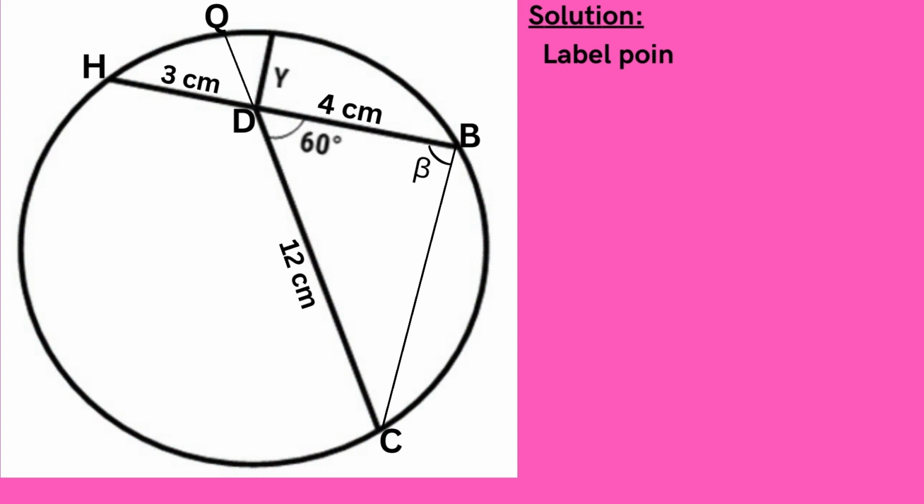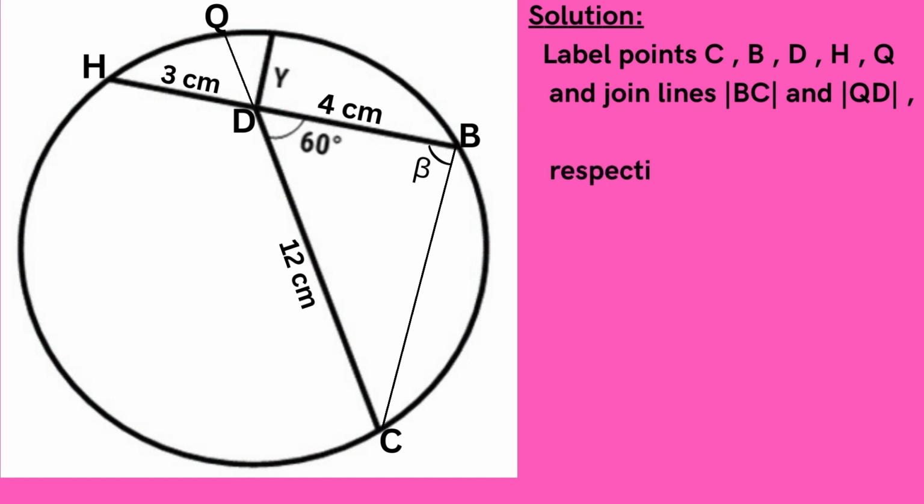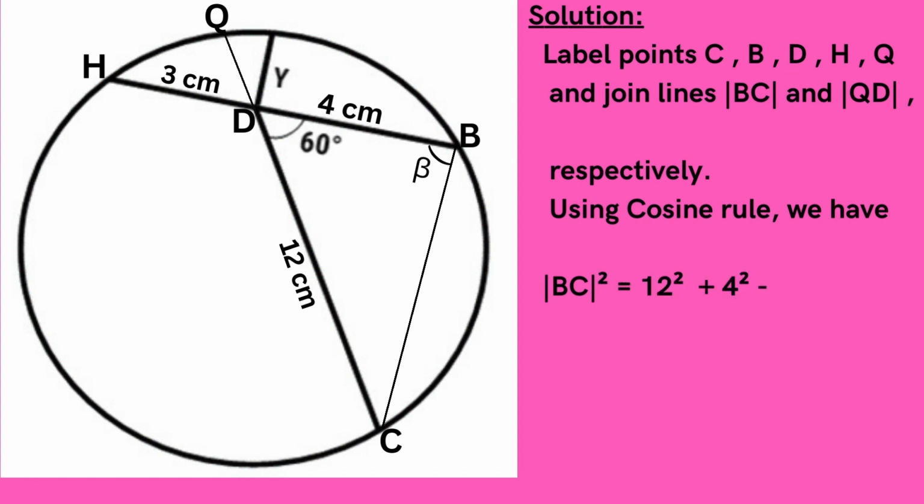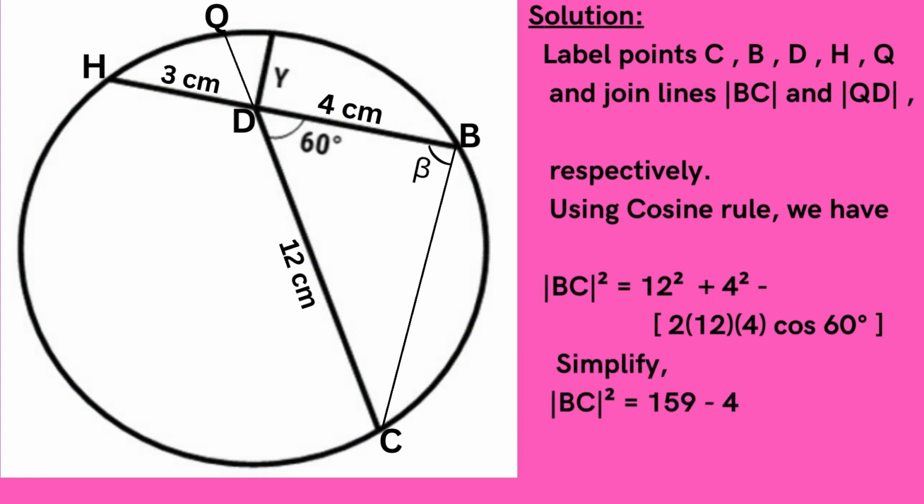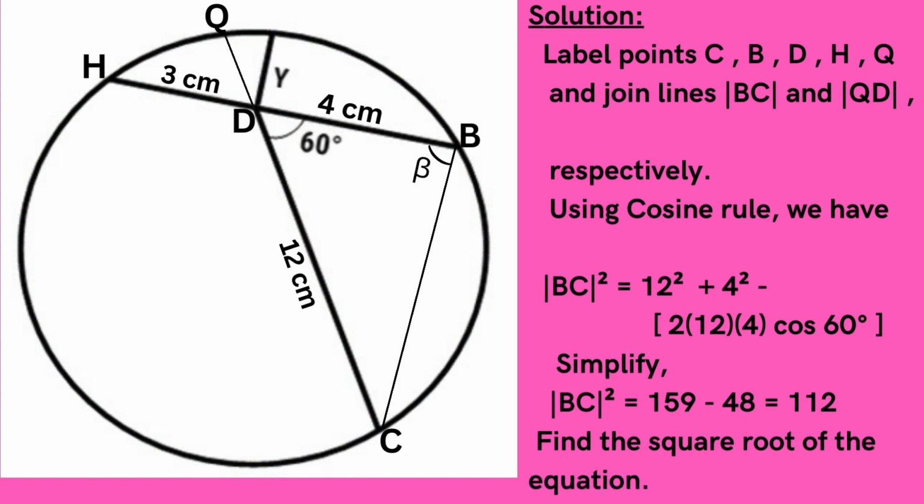Label points C, B, D, H, Q and join lines BC and QD respectively. Using the cosine rule, substitute values. Simplify and we have that the square of BC equals 48 subtracted from 159, which is equal to 112. Find the square root of the equation.